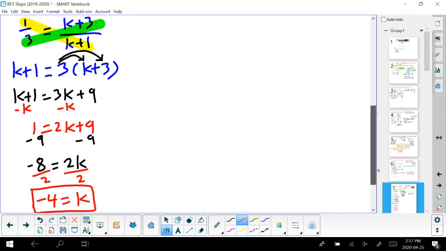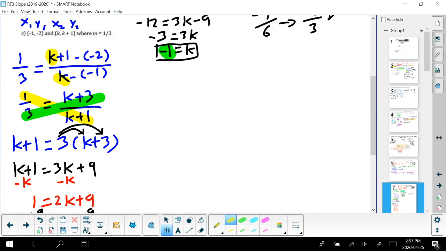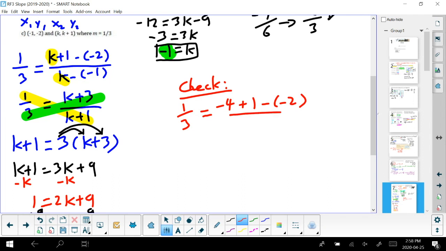So let's go ahead and check our answer. We're going to plug that negative 4 back into the original equation. So that negative 4 is going to come back all the way up here. Or really, we can put it into the second one, but let's just work with the original. So let's check. So 1/3 is equal to negative 4 plus 1 minus a negative 2, divided by negative 4 minus a negative 1. Let's see what happens when we simplify a little bit.